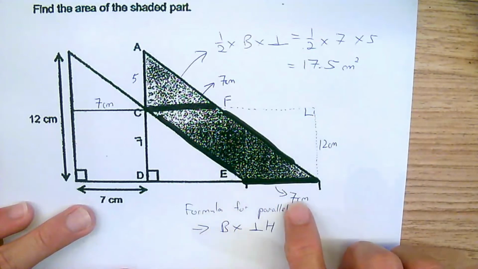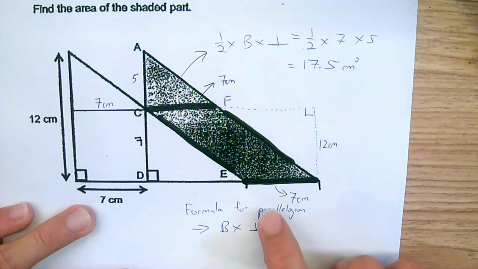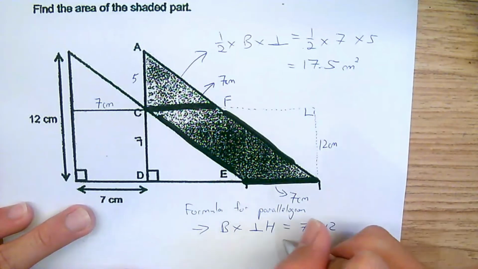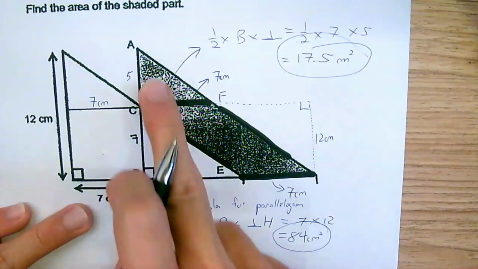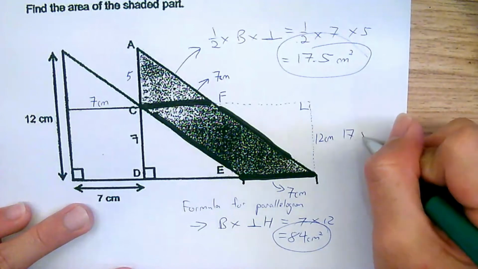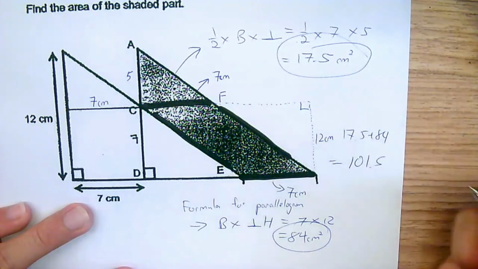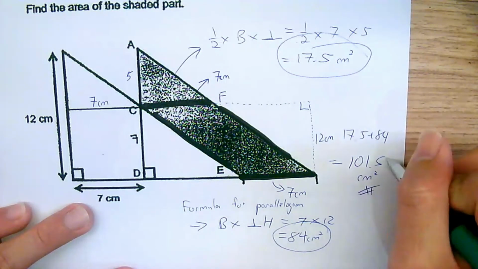Now we have the base, we have 7, and then we have the perpendicular height, which is 12. There's no need for half. Do not add half. This is a parallelogram, it's not a triangle. So this will be 7 multiplied by 12, giving us 84. And then we have 17.5, we have 84, and we want to find the shaded area. So 17.5 plus 84, giving us 101.5. Correct? Yes, cm squared. So this is the final answer.